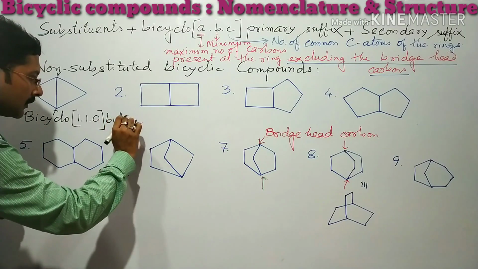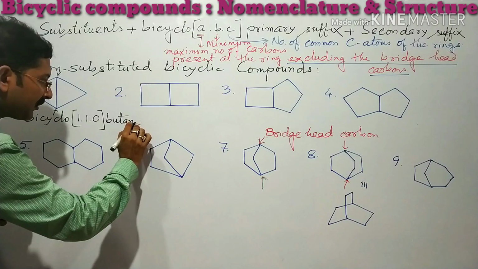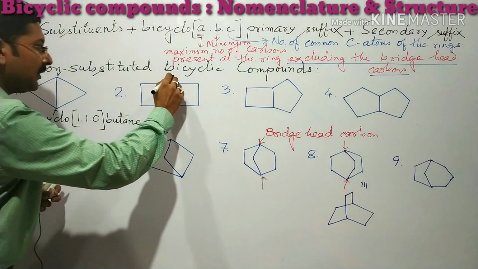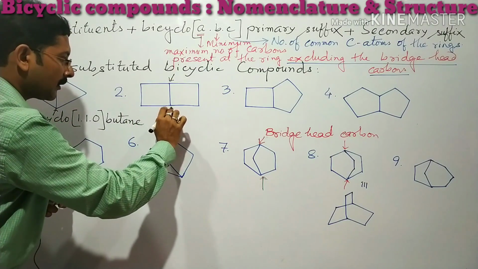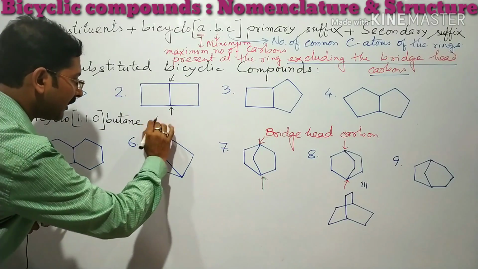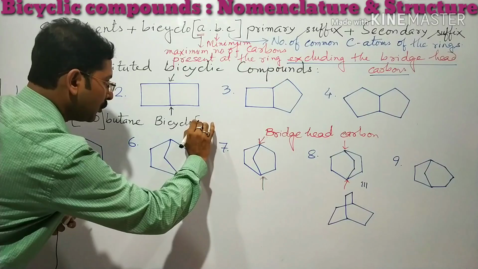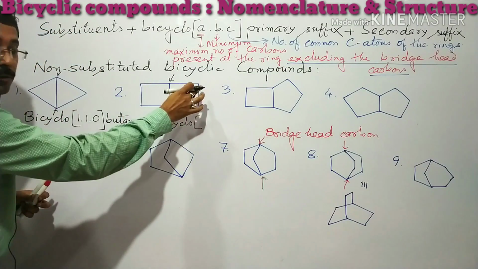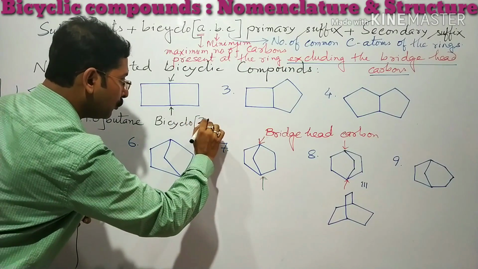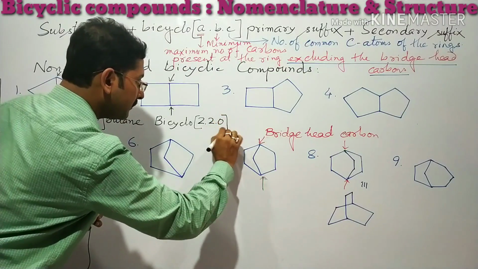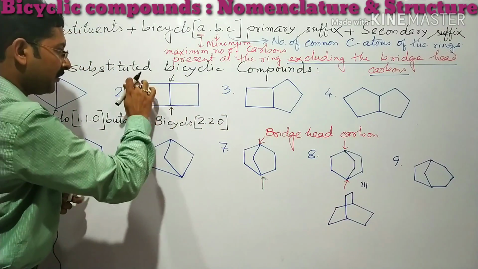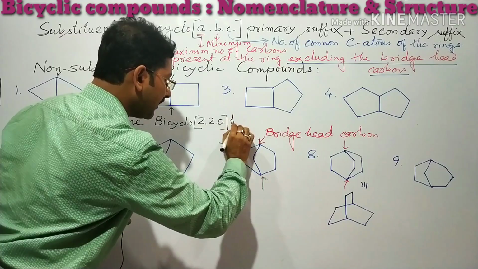Okay. In the next example, these two are bridgehead carbons. So this is bicyclo, two carbons there, so this is 2.2.0, 1 2 3 4 5 6 carbons are there. This is hexane.